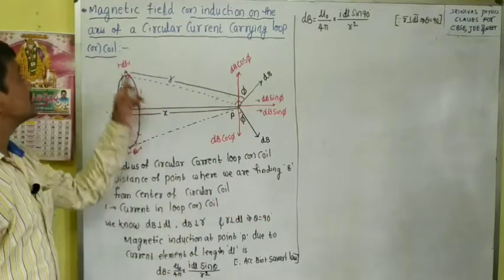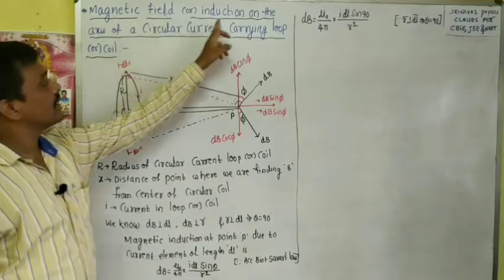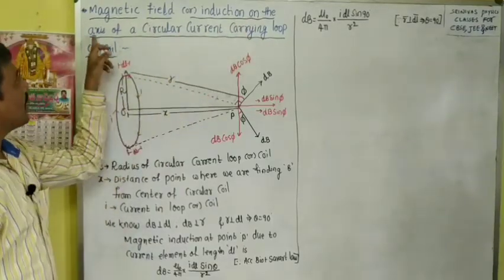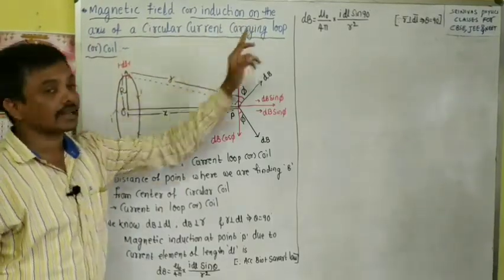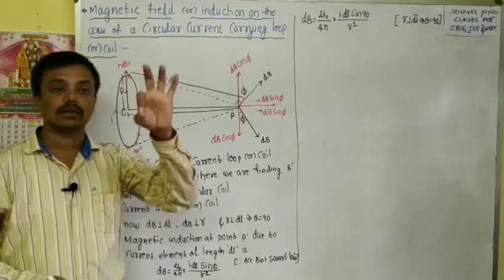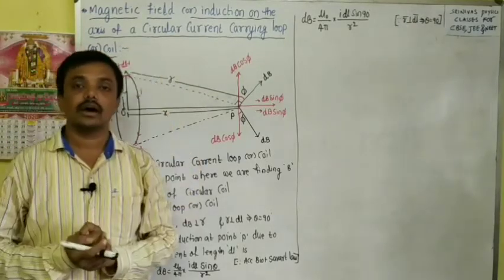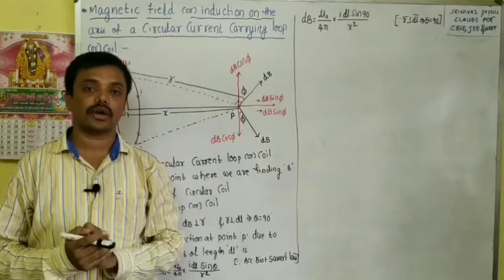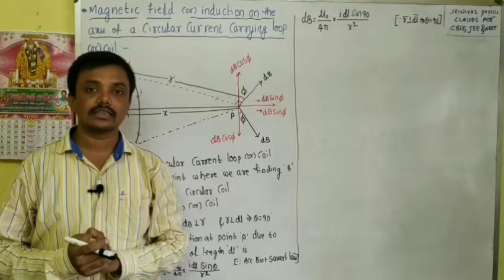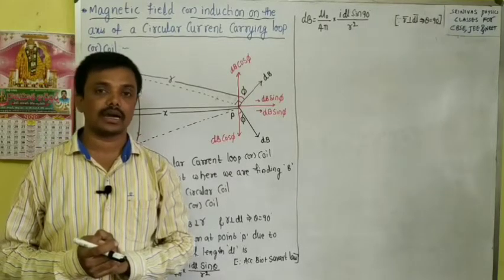Today's topic is magnetic field induction on the axis of a circular current carrying loop. There is one circular current carrying loop, and on the axis I want to find out the magnetic induction. This is also one of the applications of Biot-Savart law.